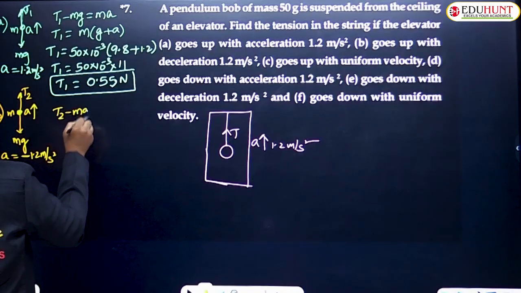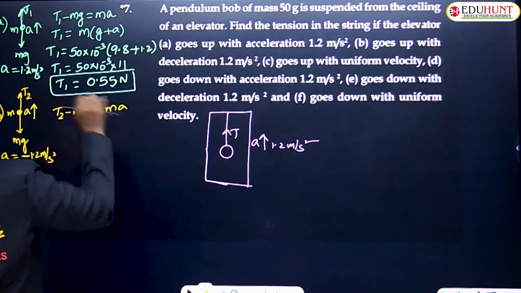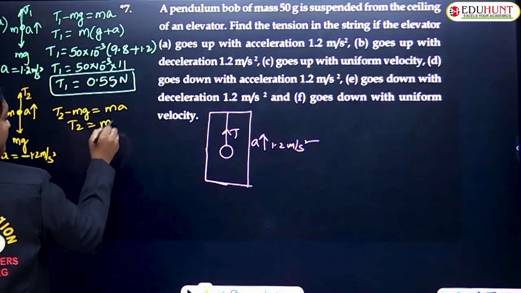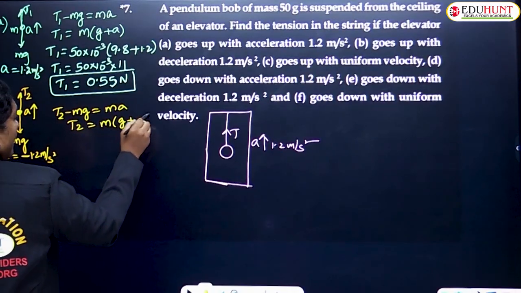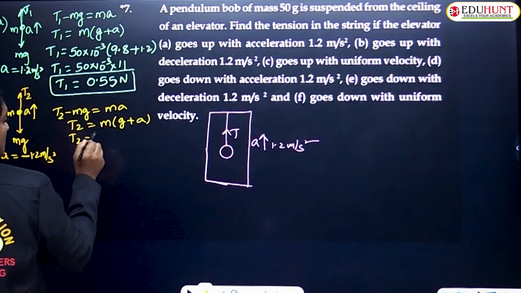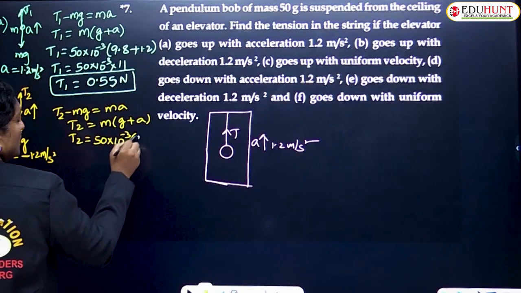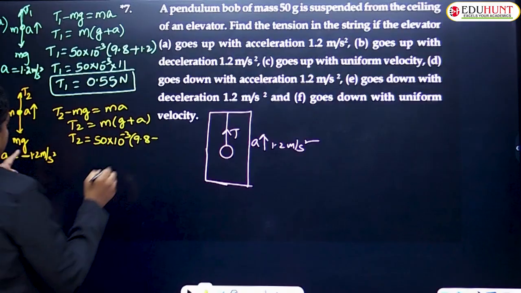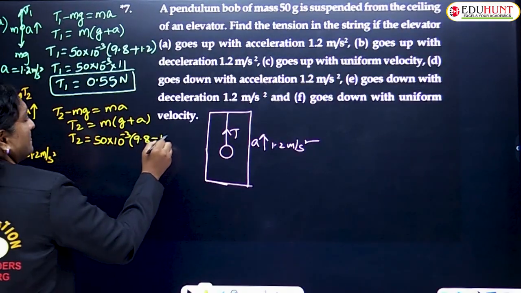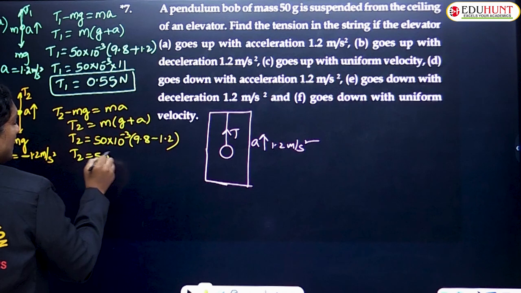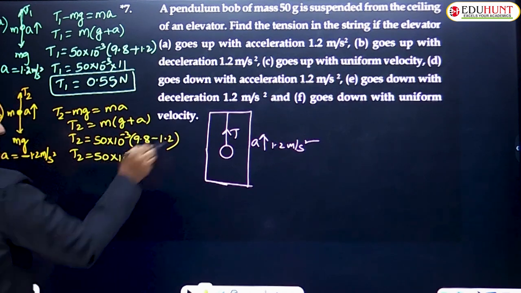So solving this, again as the lift is moving upwards, the equation of motion is written as T2 minus mg must be equal to ma. Bringing mg to the other side, we have T2 is equal to m into (g plus a). Substituting the values, T2 equals m is 50 into 10 power minus 3, into g is 9.8 minus 1.2 meter per second square. That's it.